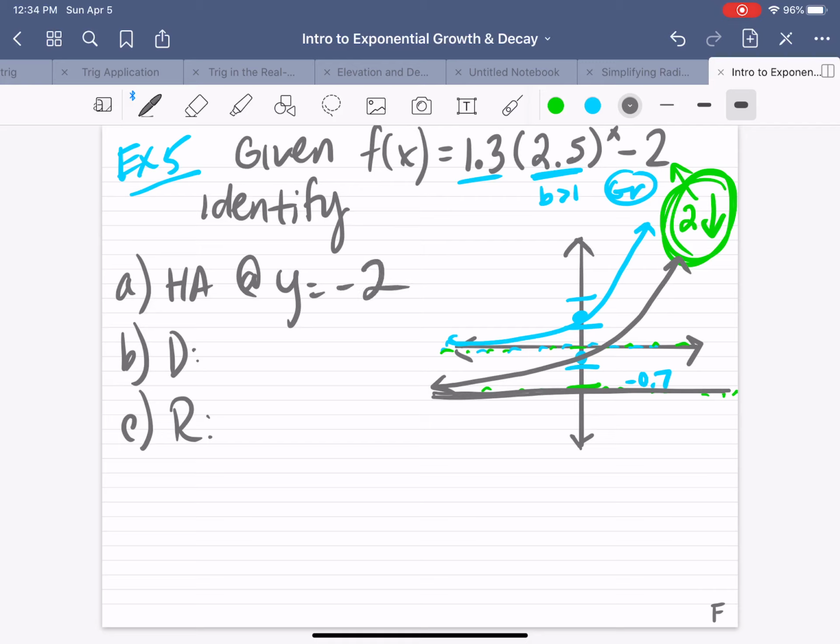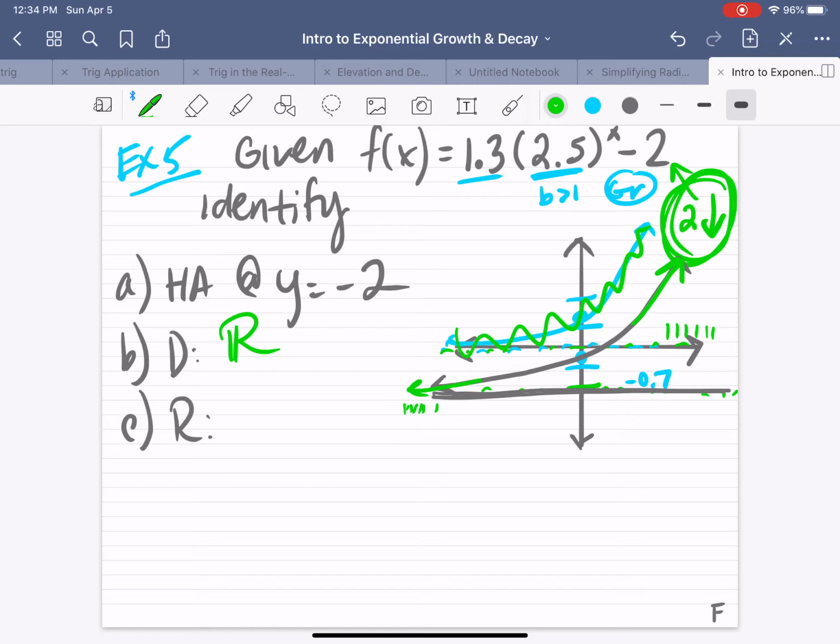So let's find the domain and the range for part B. So the domain is from left to right, looking at the x values. And again, we're only looking at the gray graph, ignore the blue graph. So the domain left to right. As this graph goes to the left, it's approaching -infinity. As it goes to the right, it's approaching +infinity. So the domain is all real numbers.